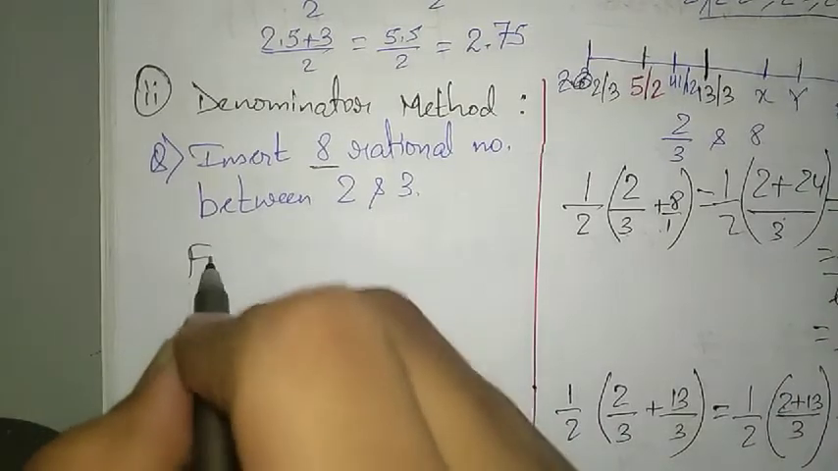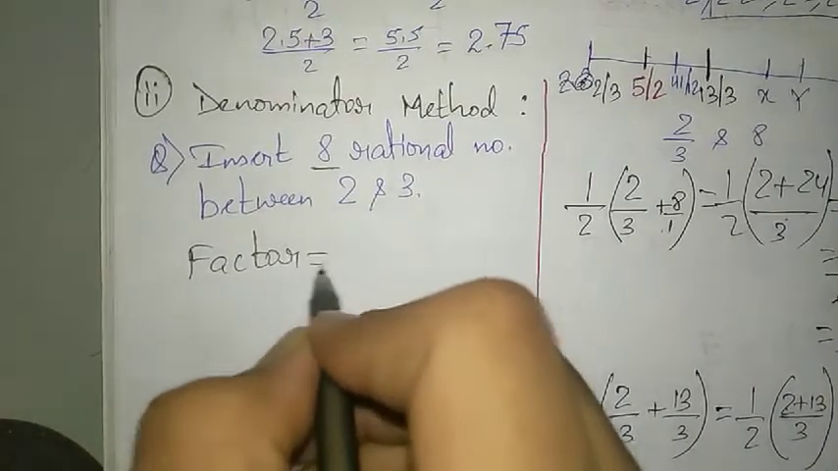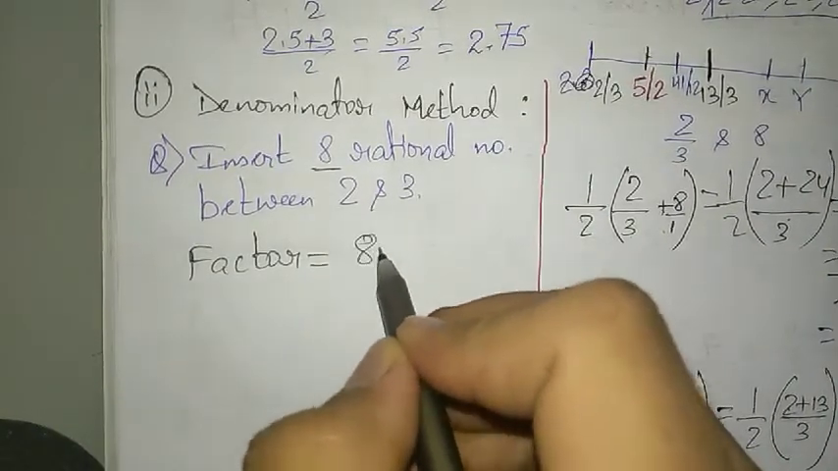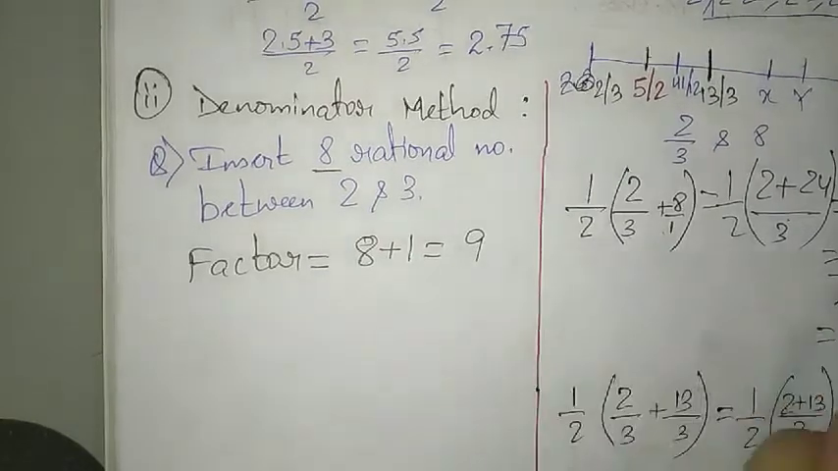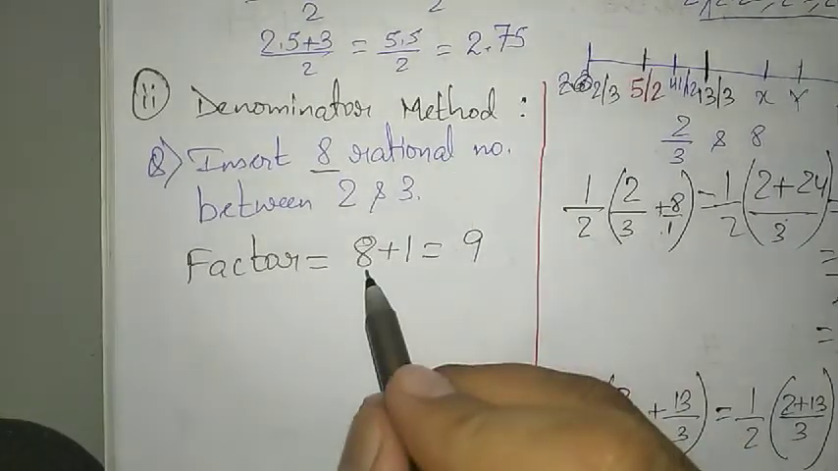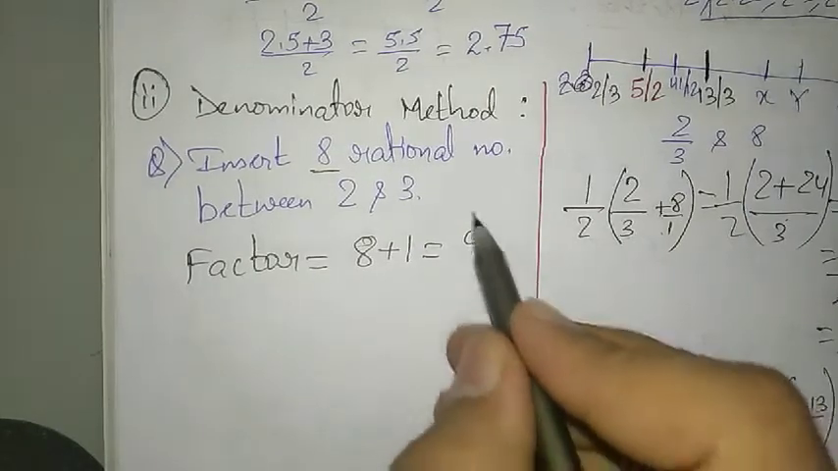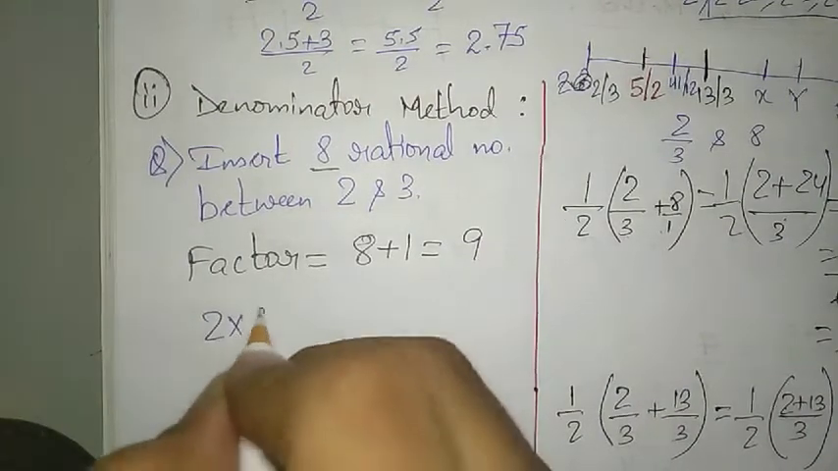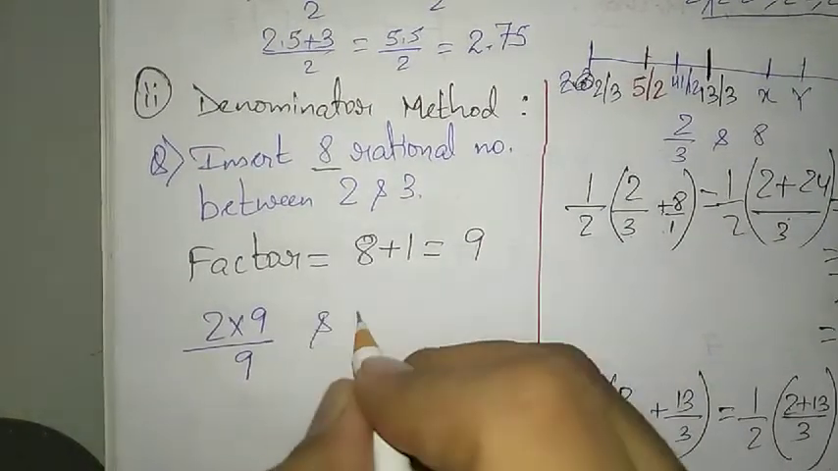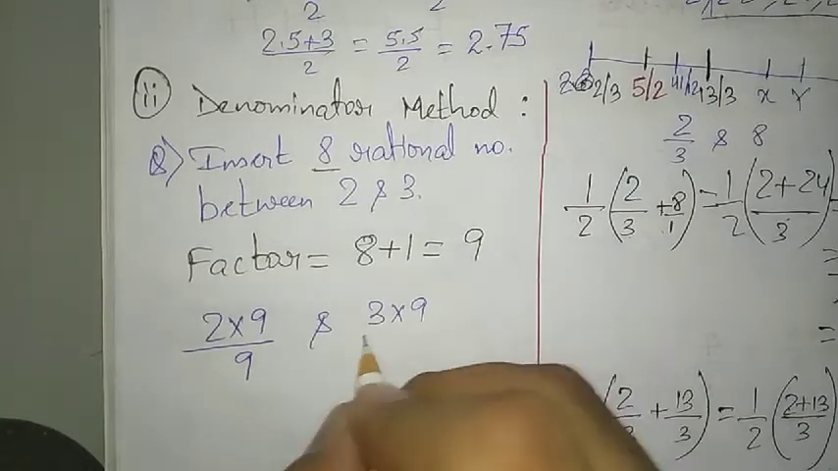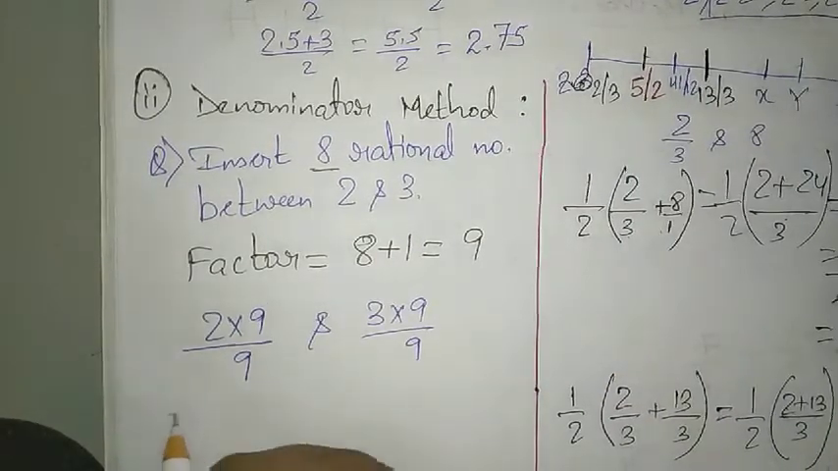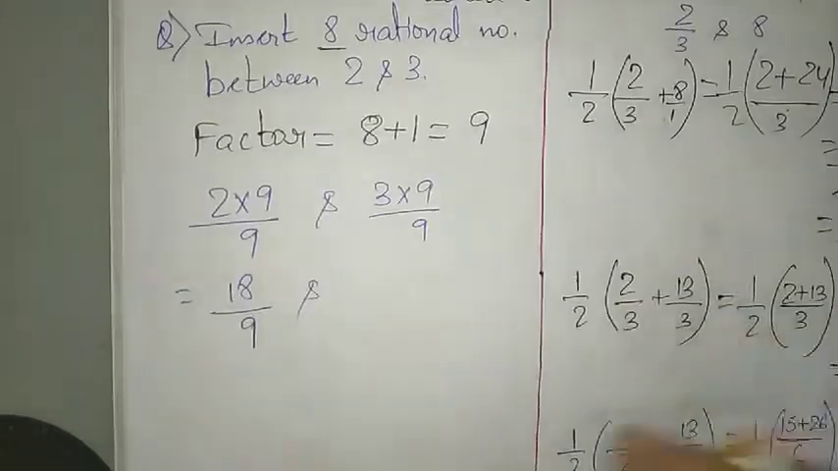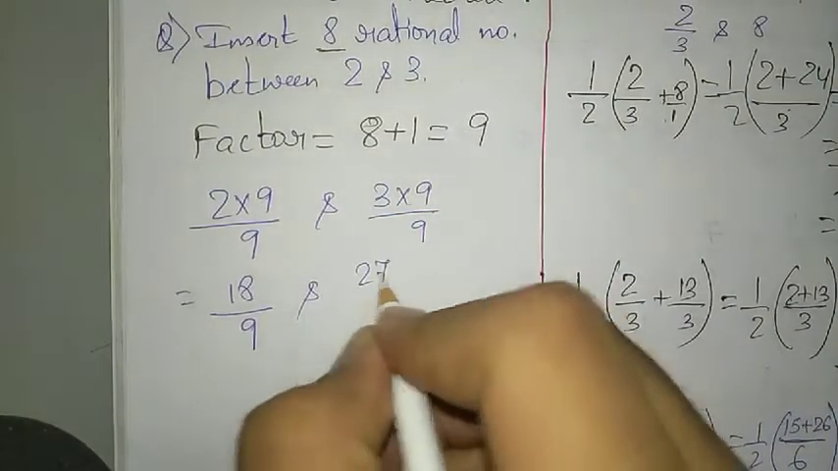Okay, and the factor will be, how many rational numbers we need? 8. Okay, that factor will be 8 plus 1, which is 9. Suppose you need 10 rational numbers, so that factor will be 10 plus 1, which is equal to 11. So what we need to do with 9 is 2 into 9 by 9, and 3 into 9 by 9. So what we got, students, over here, 2 9s are 18 by 9, and 3 9s are 27 by 9.